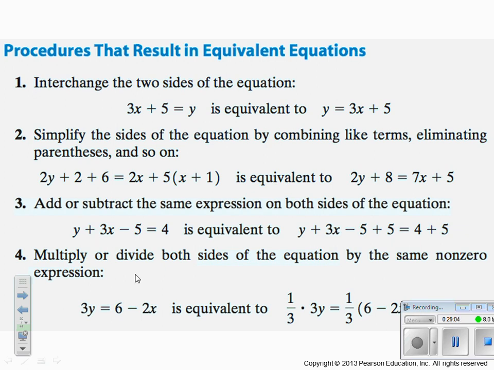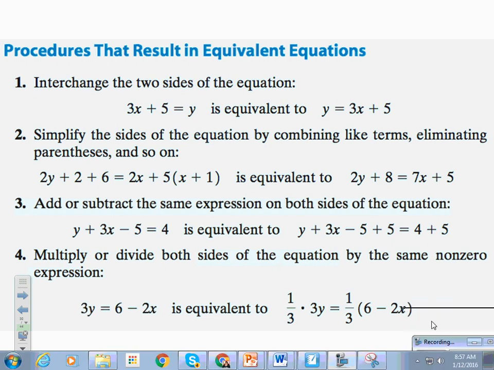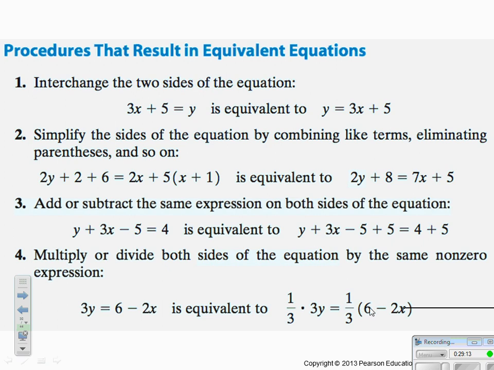Multiply or divide both sides by the same non-zero expression. In this case, we're dividing by 3. We're multiplying by 1 third. So we get 1 third, parentheses, 6 minus 2x.